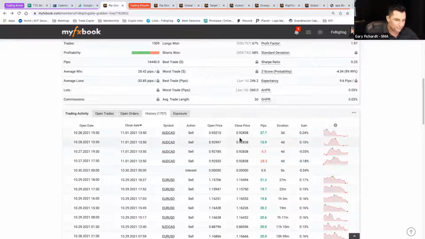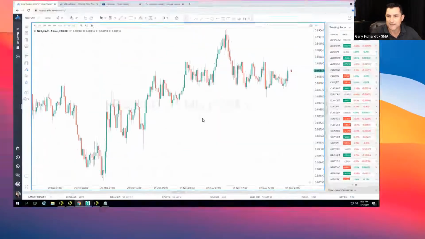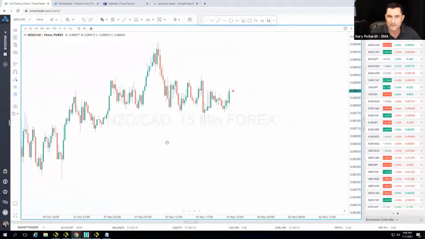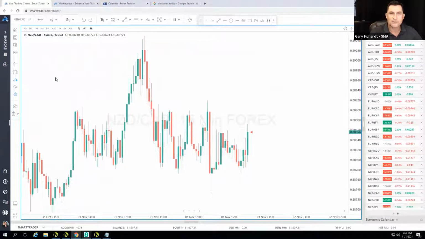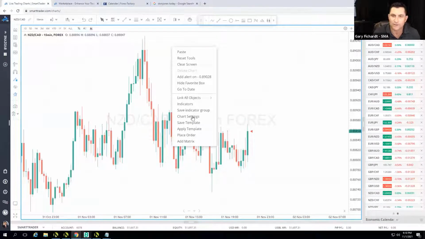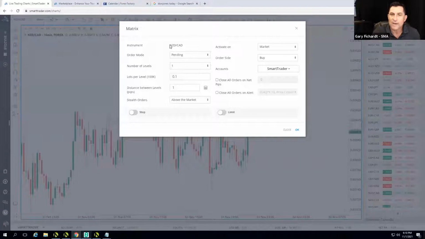Okay, now, so what you're going to do is you're going to get a signal. And let's say the signal is a sell signal, all right? So when you get the sell signal, you're going to go to SmartTrader.com, open it up, and place your trade using the matrix tool. The matrix tool is used by simply right-clicking on the chart, and if you go down below, you'll see it says Add Matrix. All right, Add Matrix. Now, when I go ahead and add the matrix, it's going to give me the options of what I need to do.